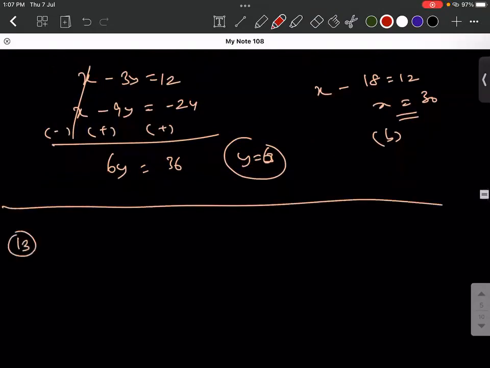So the 13th one. The solution of the pair of linear equations a by x minus b by y is equal to 0, ab square by x plus a square b by y is equal to a square plus b square. Can you find it out?